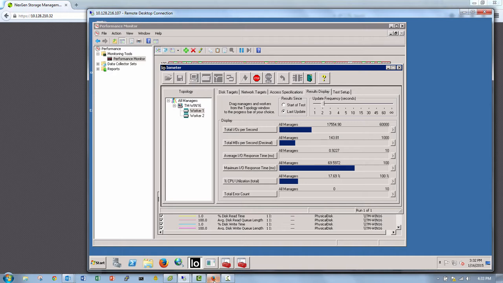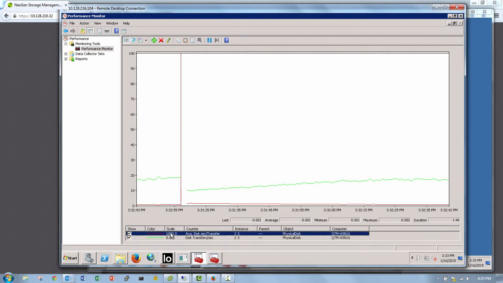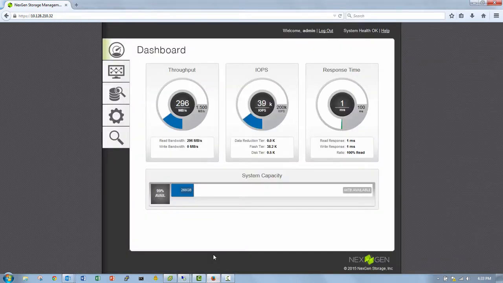You see here on the Windows Performance Monitor that disk transfers per second, or IOPS, are at close to 20,000 and latency is at 1 millisecond or less. Also notice how the green line for IOPS is climbing over time. This is an indication that more data is being serviced from flash on the N5.